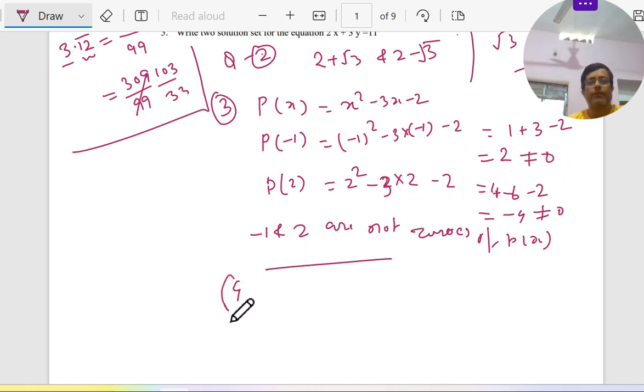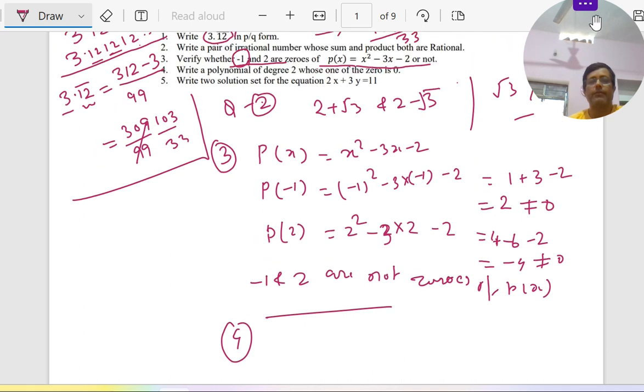Now we go for question number 4. So here question number 4 is given. Write a polynomial whose degree is 2 but one of the zeros should be 0. So whenever you have to write a polynomial where one of the zeros is 0, that means that polynomial will not have any constant term. So first you write it in the way where no constant term will be there.